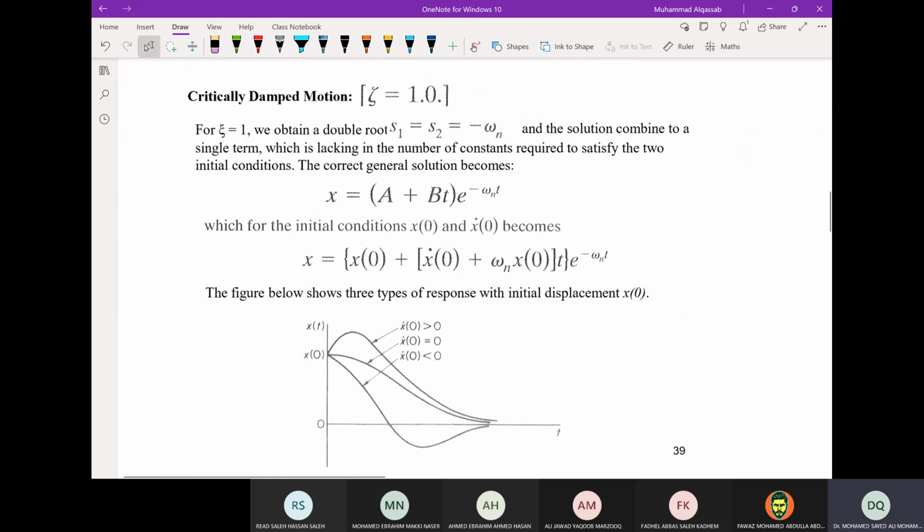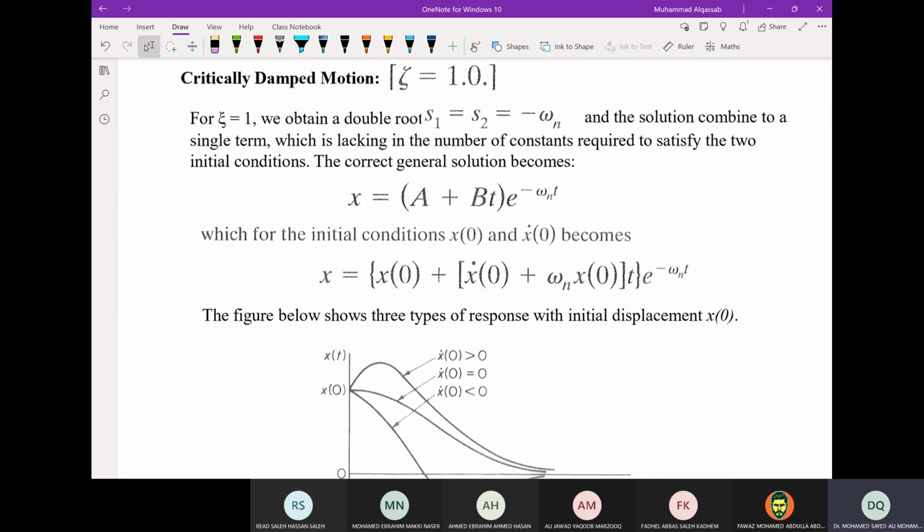For critically damped, we have double roots. If you go back to the same equation and substitute, you will get only one solution with double roots. So the usual procedure for a second solution is to multiply the first solution by t, like polynomial order. The second solution is required. You multiply the first solution by t.